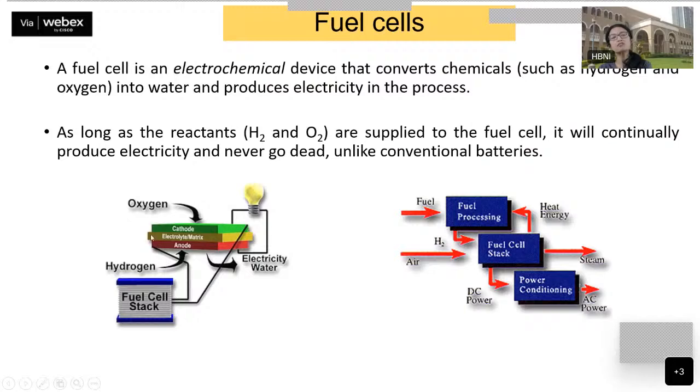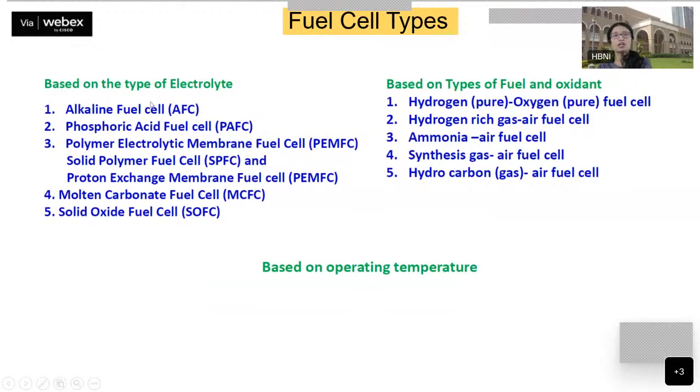So you keep on producing the fuel, should keep on producing electricity. There are different types of fuel cells. This is based on the type of the electrolyte which is used. You can have alkaline fuel cell, phosphoric acid fuel cell, polymer electrolyte membrane fuel cells, molten carbonate fuel cell and solid oxide fuel cells. These are all based on the different types of electrolytes used in the fuel cell. So these are the types depending on the electrolyte used.